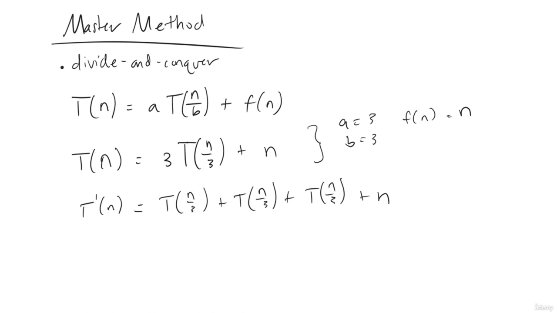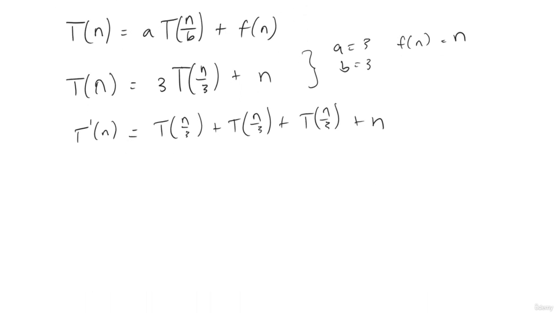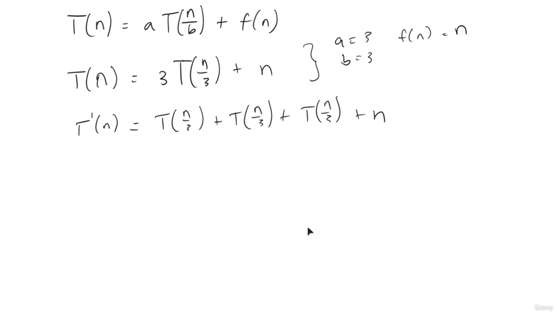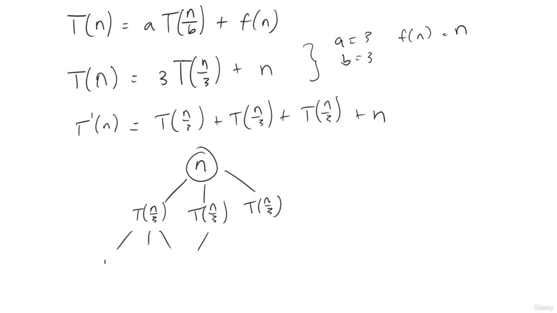And so what does this look like? I'm going to keep the longer written function here just for reference, but you can imagine this as a tree. If we drew the recursion tree where we had n at the top, you pass it into this function and it creates a subproblem of size n over 3, then another one of n over 3, and then another one of n over 3, etc. This one right here would be T of n over 9, and it's going to continue doing that all the way down.